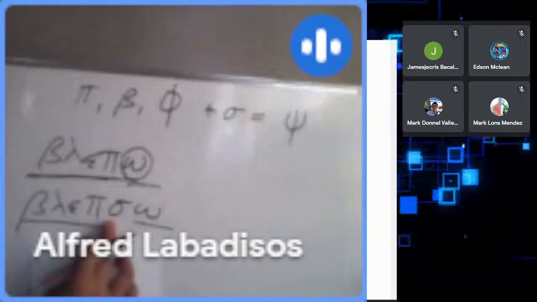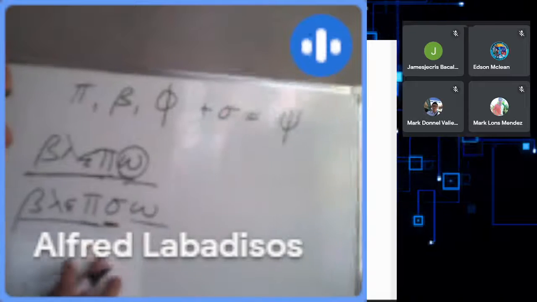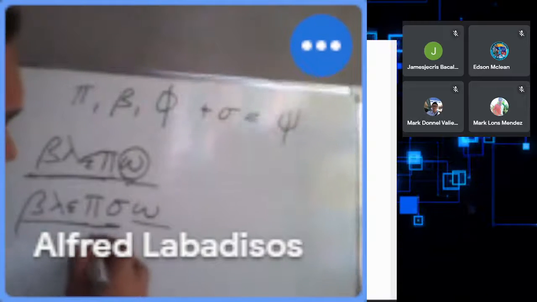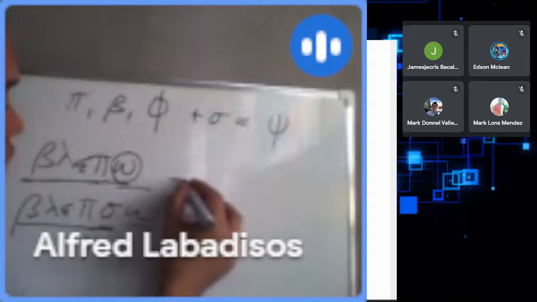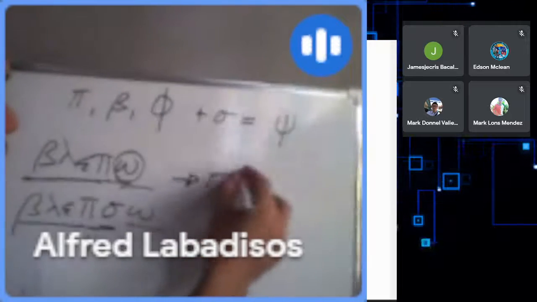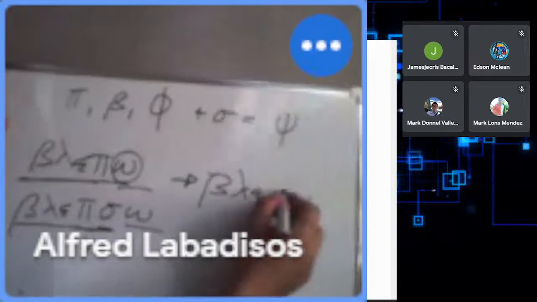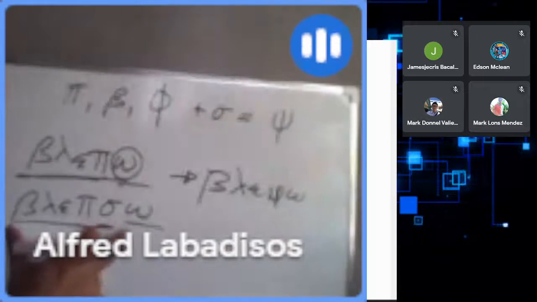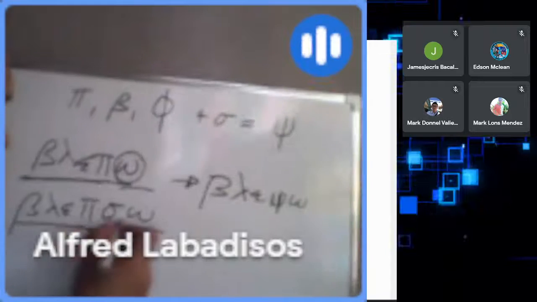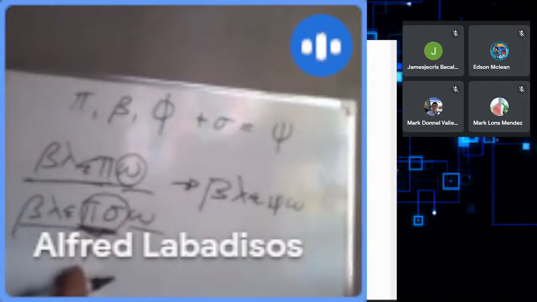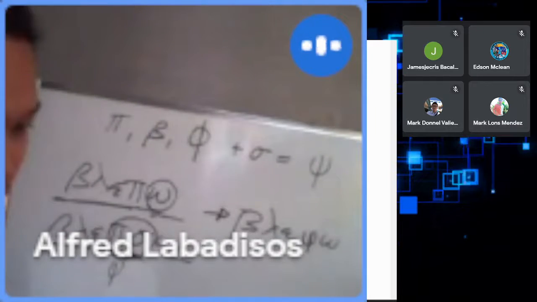However, again, the rule says that when P and sigma are placed side by side, it becomes C. So the actual form now in the future is blipso. This is the form that we can see, not the other one, because of the rule: when they are placed side by side, P and sigma become C. The same rule applies for beta and phi.